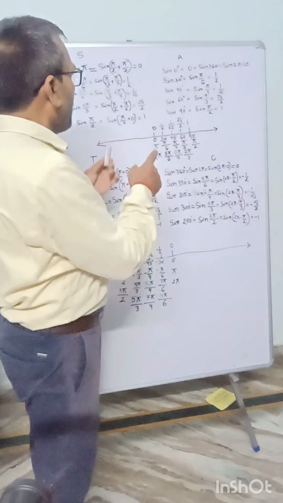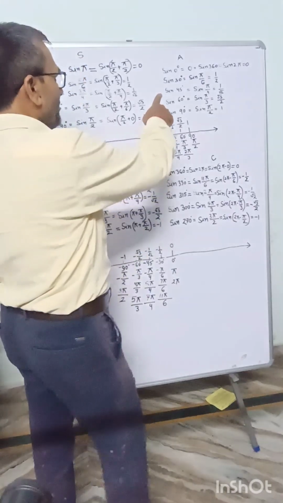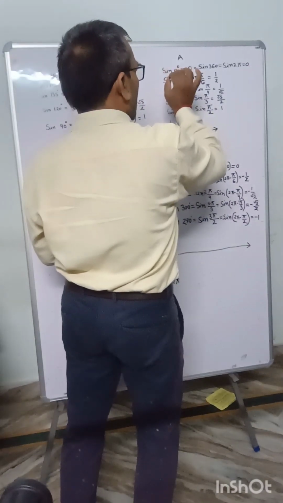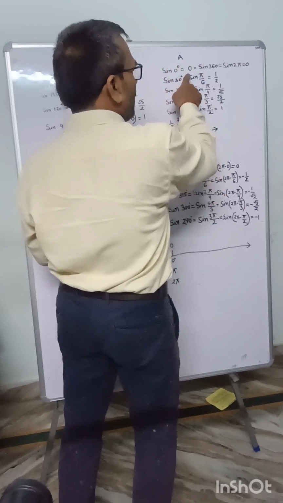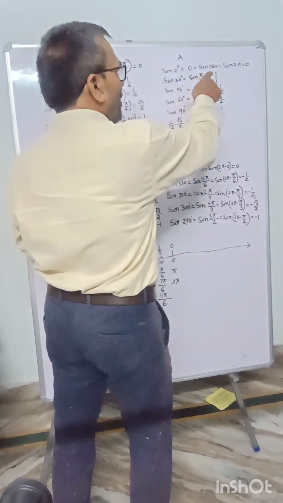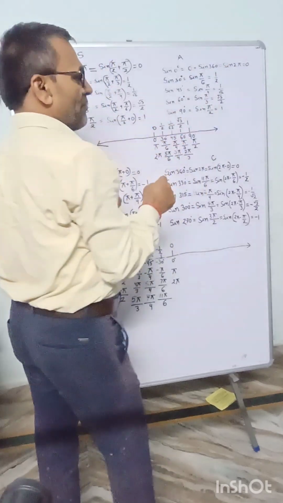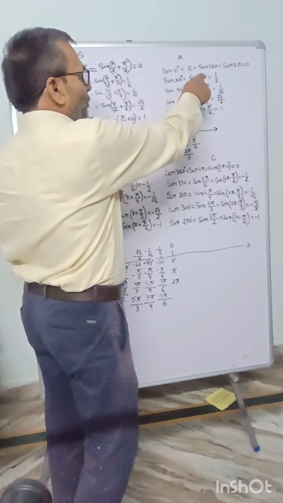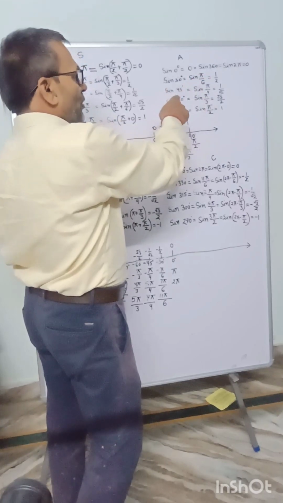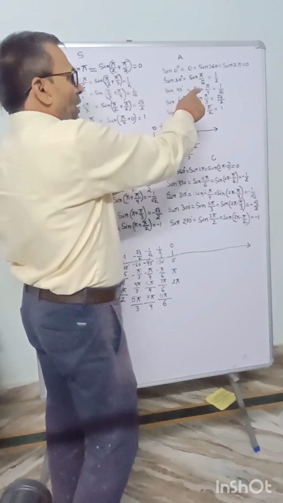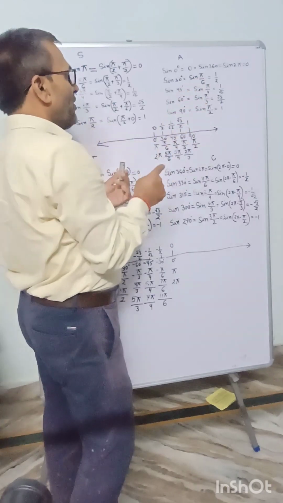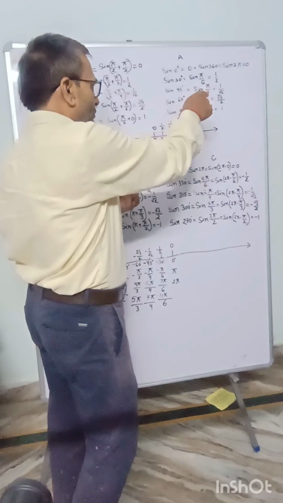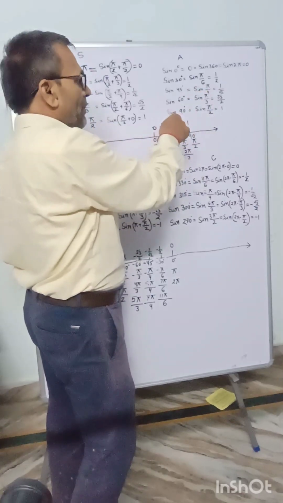If we see in quadrant A, or first quadrant, sine 0 is equal to 0, sine 360 is equal to sine 2 pi is equal to 0. Sine 30 degree is equal to sine pi by 6 is equal to 1 by 2. Sine 45 is equal to sine pi by 4 equal to 1 by under root 2. Sine 60 is equal to sine pi by 3 is equal to under root 3 by 2. Sine 90 is equal to sine pi by 2 is equal to 1.